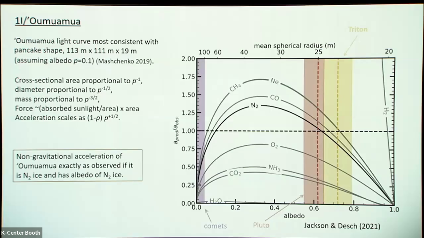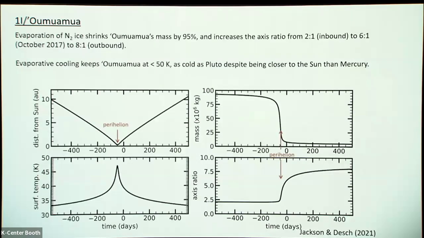And the one ice that makes sense and gives you an acceleration for two albedos that is consistent with observations is N2 ice. What was really exciting to us is that one of the albedos you would need for N2 ice to give you the right acceleration is the albedo of N2 ice seen on the surfaces of Pluto and Triton in those ranges there. It's like bang on. So everything about this object is consistent with it being a slab of N2 ice, like you see on the surface of Pluto.